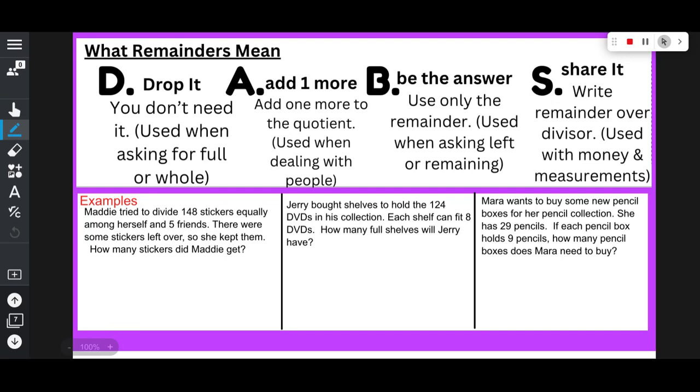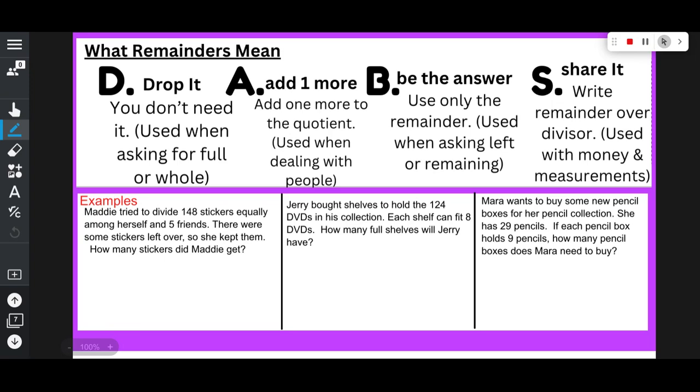B, be the answer. This is where you only use the remainder as the answer. This is when they ask for how much is left, how many remaining, how many would be left over, anything of that sort. And the last one, share it. Write the remainder over the divisor.